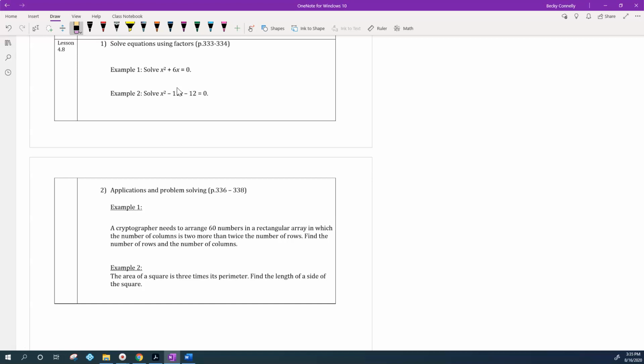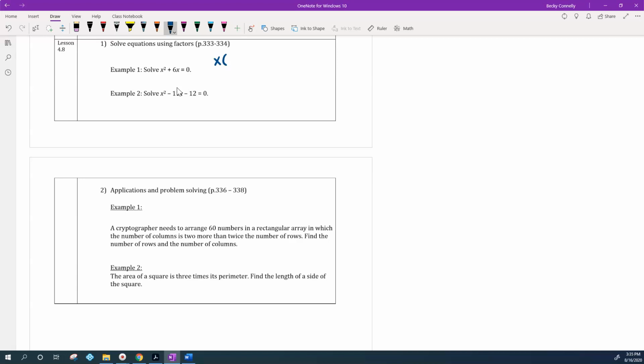So the first thing that we do is get everything over to one side and put the other side equal to 0, which in this first one is already done for us. But if it wasn't, we'd want to move everything over. Then we look at that and ask, is there a greatest common factor that can come out of both of those terms? And there is. It looks like x can come out.